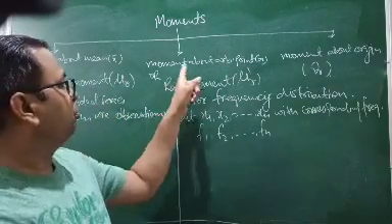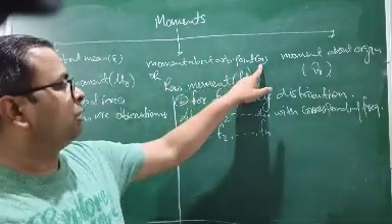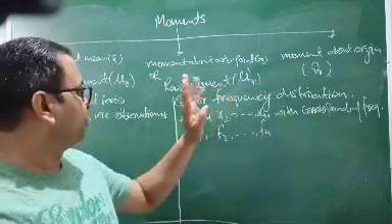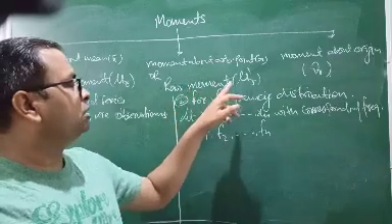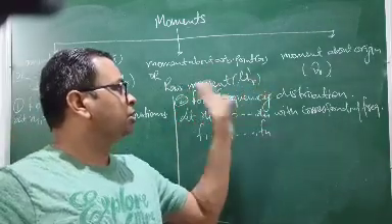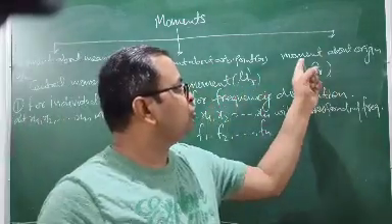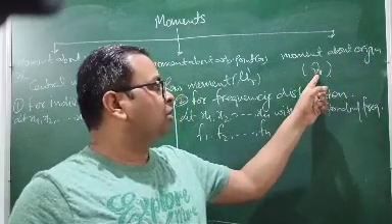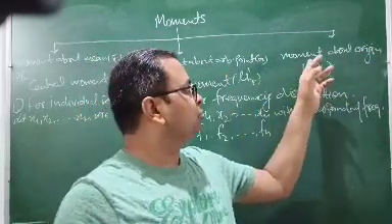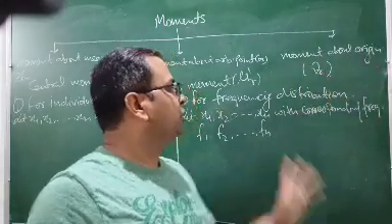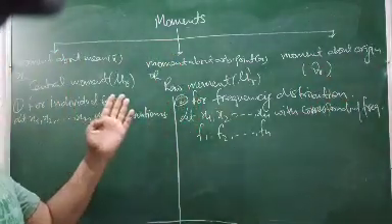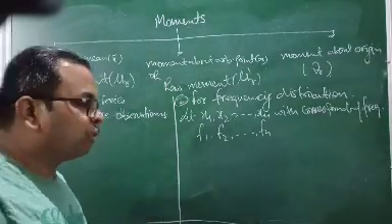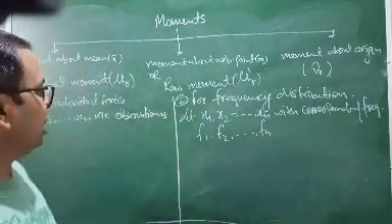Number two, moments about arbitrary points, in some books written as small a or capital A, or raw moments, and it is denoted by mu dash r. And the third one is moment about origin, denoted by nu r. So basically these are the three types of moments. Now we discuss the formulas of all three types.